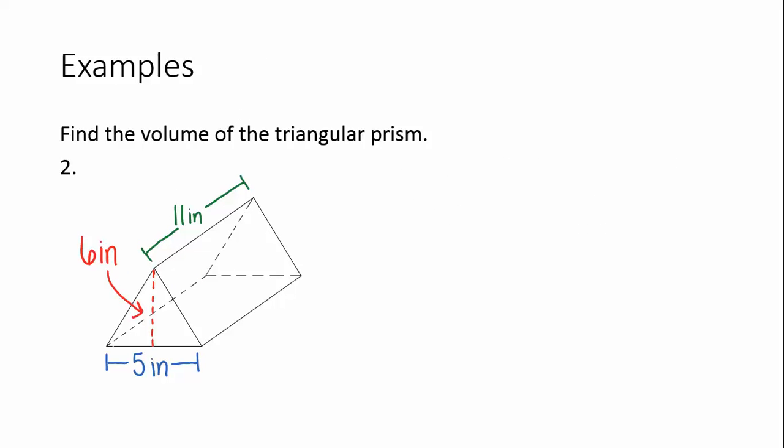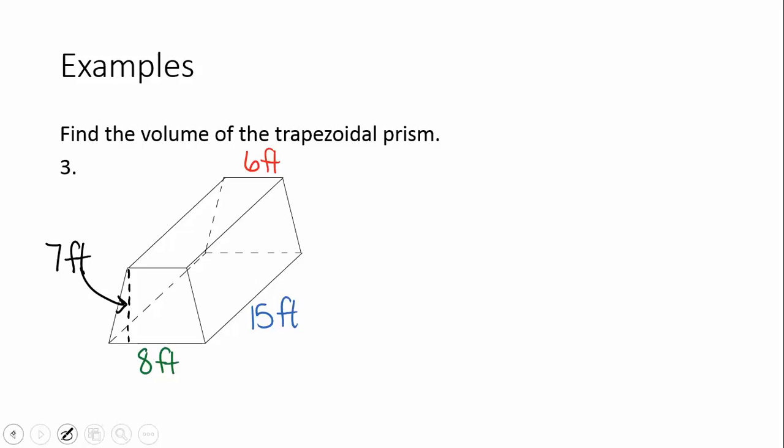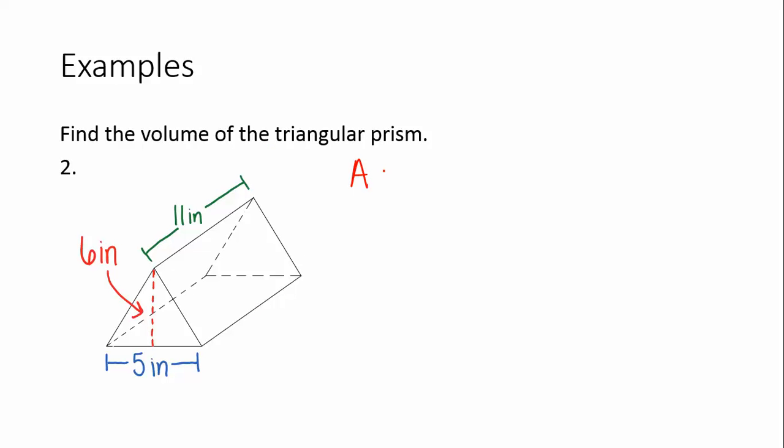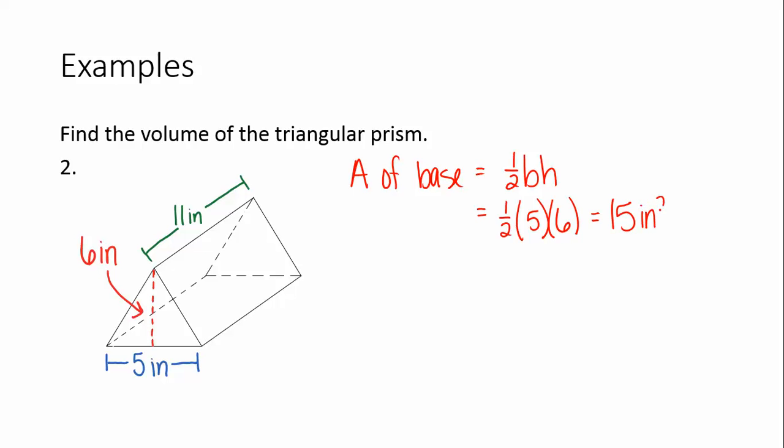So let's do that example. We need to find the volume of the triangular prism. So we first need to find the area of the base. To find the area of the base, it's a triangle, so we need to do 1/2 times base times height. And in this case, you're just looking at the triangle. So the area of the triangle would be 1/2 times 5, and then the height of the triangle is 6. So if we do 0.5 times 5 times 6, we get 15 inches squared for the area of the base.